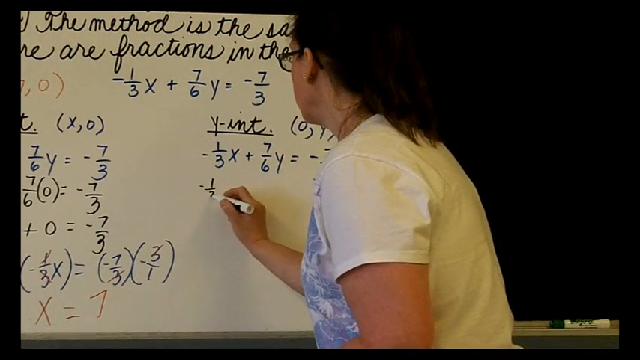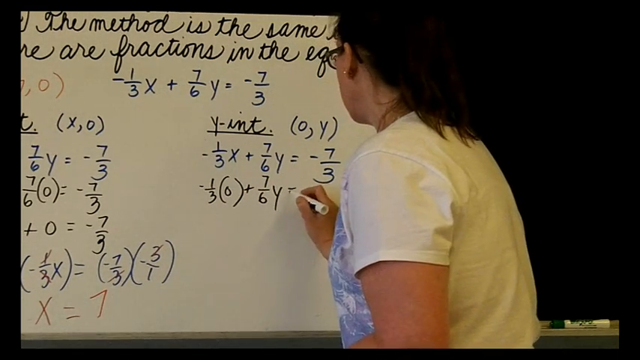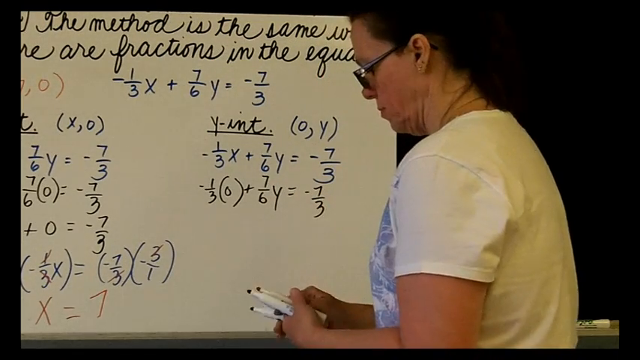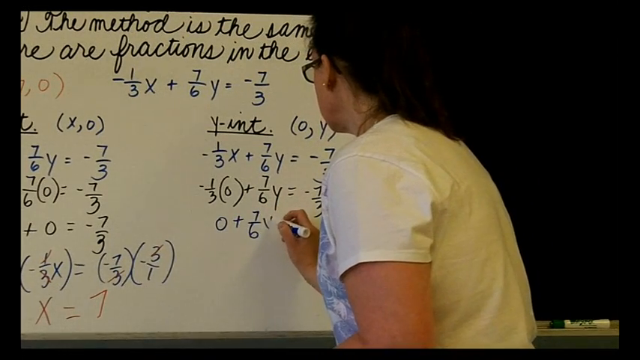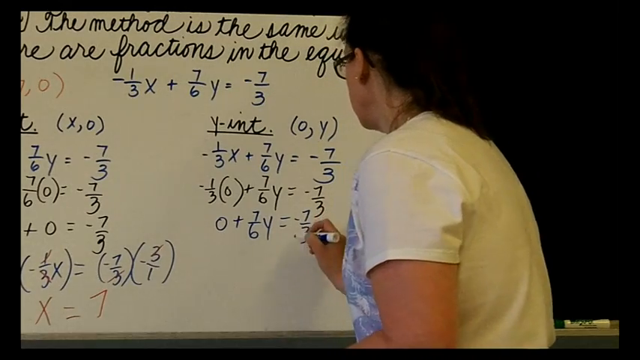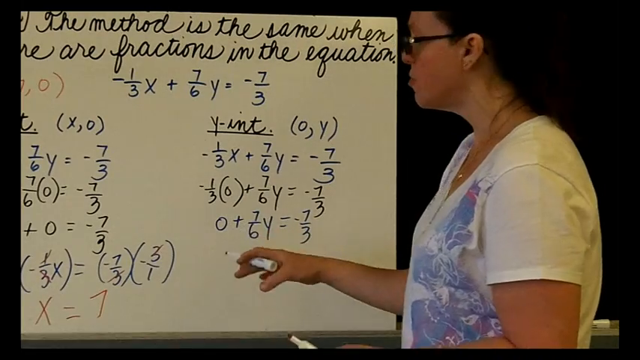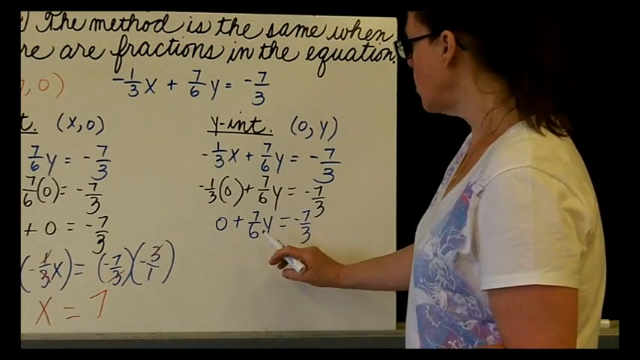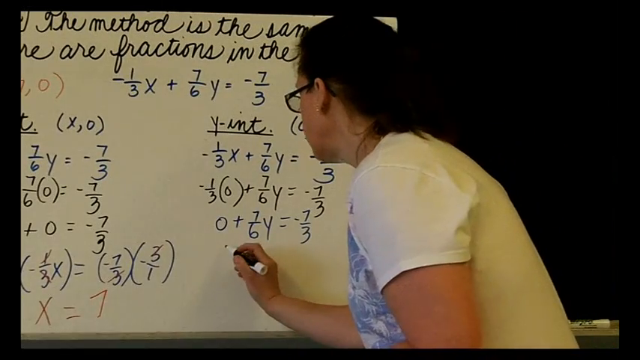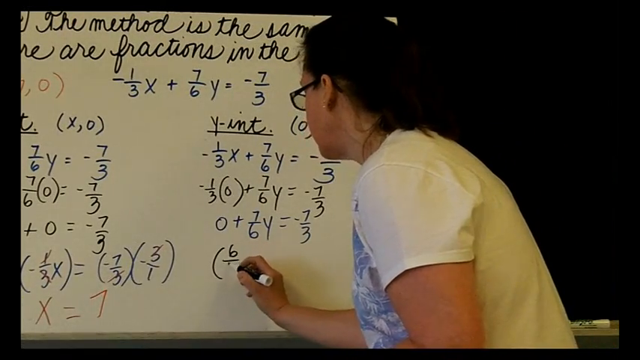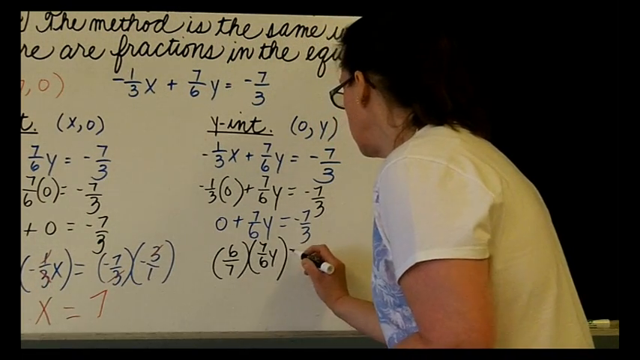So we have -1/3 times 0 plus 7/6 y equals -7/3. We end up with 0 plus 7/6 y equals -7/3. And just as we did over here, we're going to multiply both sides by the reciprocal of the coefficient. So we're just taking the fraction and flipping it. What that means is we're going to multiply both sides by 6/7.